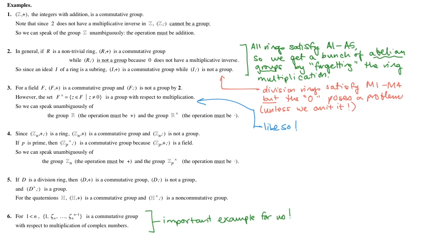Now, I've also pointed out here that number 6 is going to be a really important example for us. It's the set of roots of unity, and what we want to notice about them is that it's closed under multiplication and every element has an inverse and it's associative and all that good stuff. So, nth roots of unity form a group under multiplication. So take a look at these examples, post any questions that you have about them on Piazza.